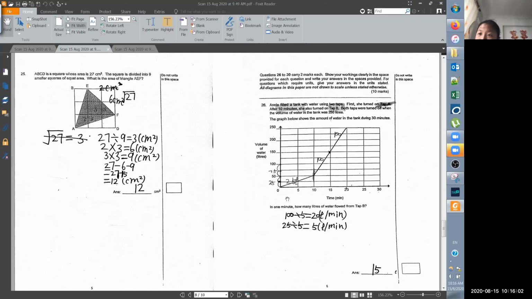Okay. 25 is good. Let me look at your 25. Whose area is this? The square is divided into 9 smaller squares, and then what is the area of triangle AEF?